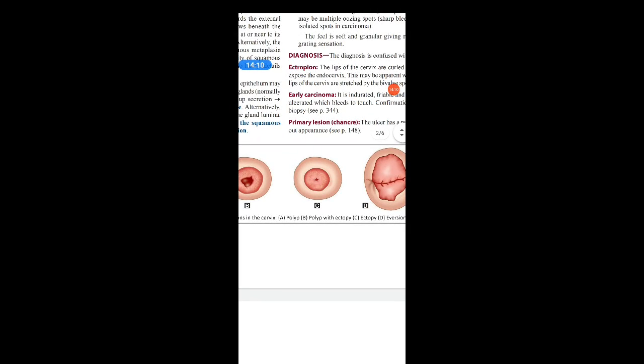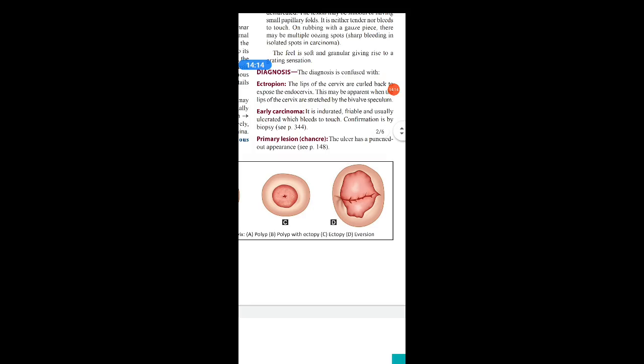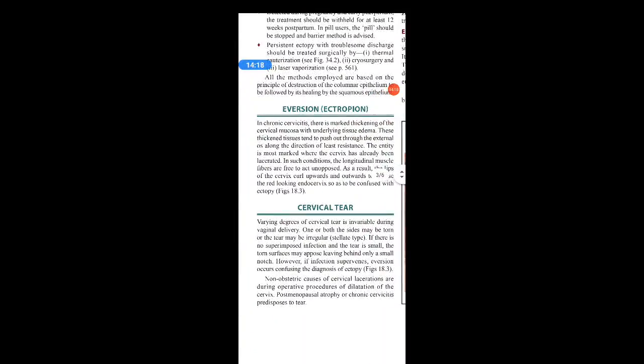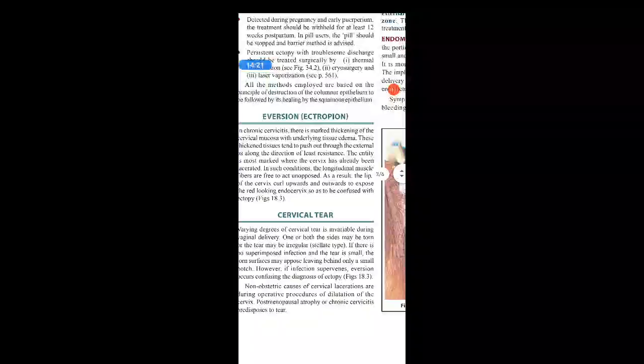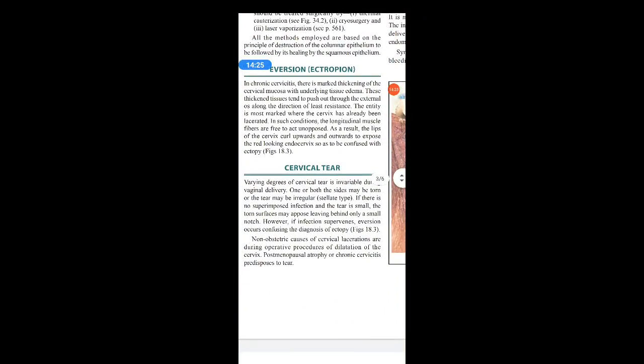Eversion is commonly confused with cervical erosion, but here the lips are curled outside. You can see here the lips of the cervix are curled upwards and outwards to expose the red looking endocervix.